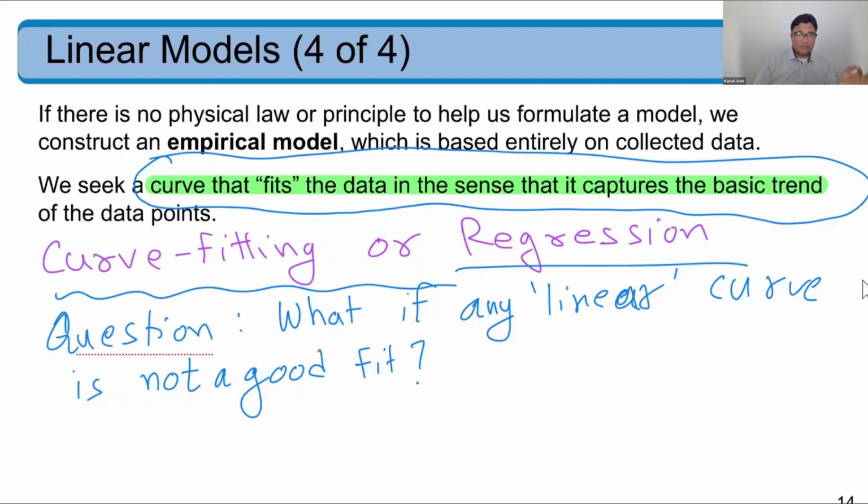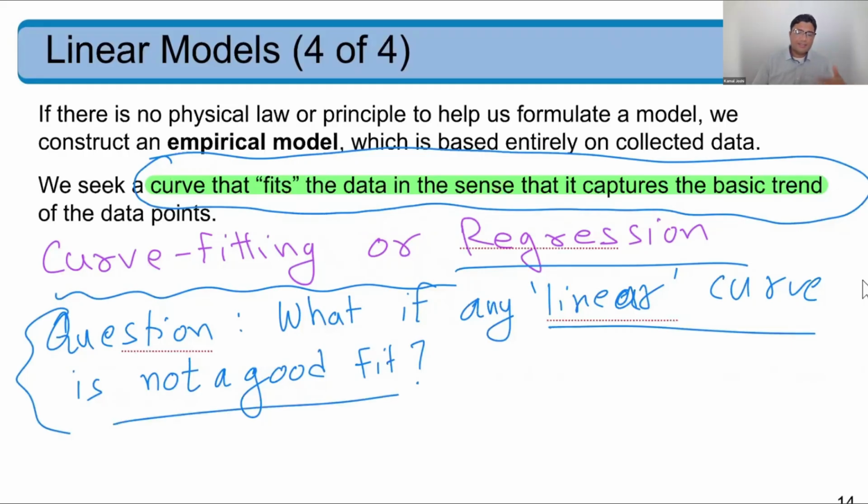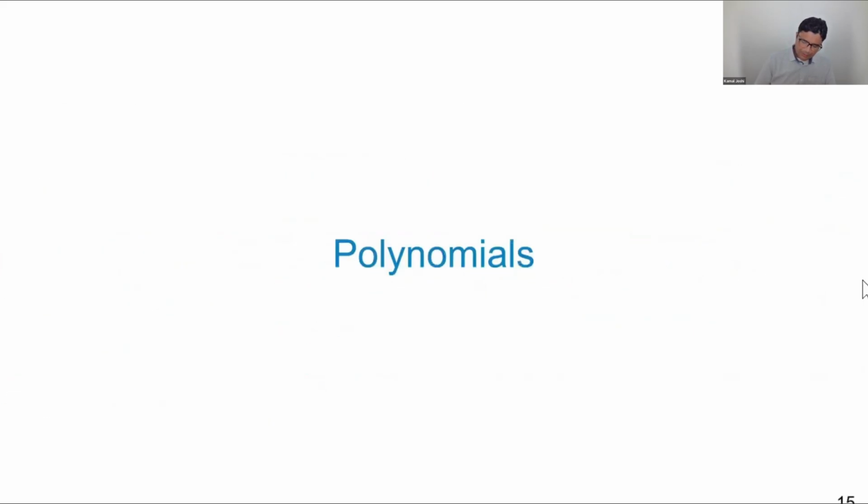And if you have heard the terminology linear regression in textbooks or in other literature, linear regression is the process of finding a linear curve to fit a data. But then you can have regressions of every other type. The question that I have written here is what we ask: if the linear curve is not a good fit for a data, we have to look for other models.